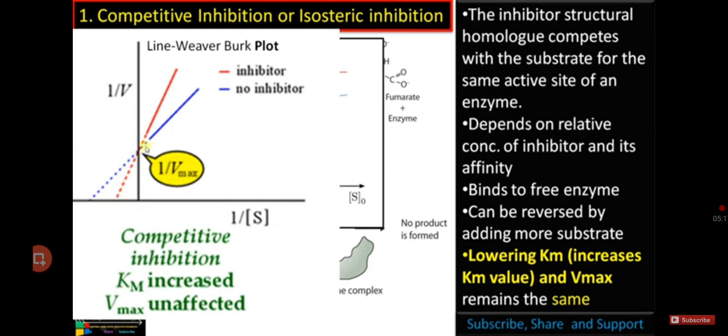Whereas in the case of Vmax, as you can see, Vmax remains the same. The intercept remains the same. Therefore, there is no change in Vmax. And the slope gets steeper in the case of the line with the inhibitor. As you can see, the slope gets steeper. So in competitive inhibition, Km increases and the affinity of the enzyme decreases, but Vmax remains unchanged.